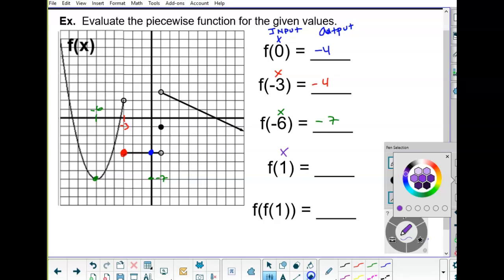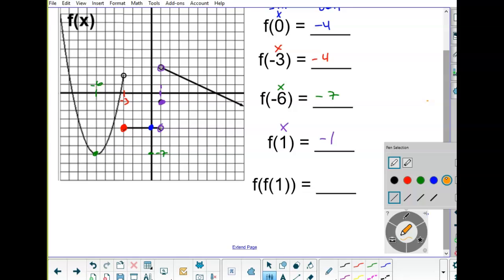So when x is 1, we run into that same issue. I have an open circle, and then I have a closed circle. The closed circle is the location, and that's the actual point at -1. And then we tried to trick you a little bit here, and we threw the composition of a function in, which, remember how we approach that.